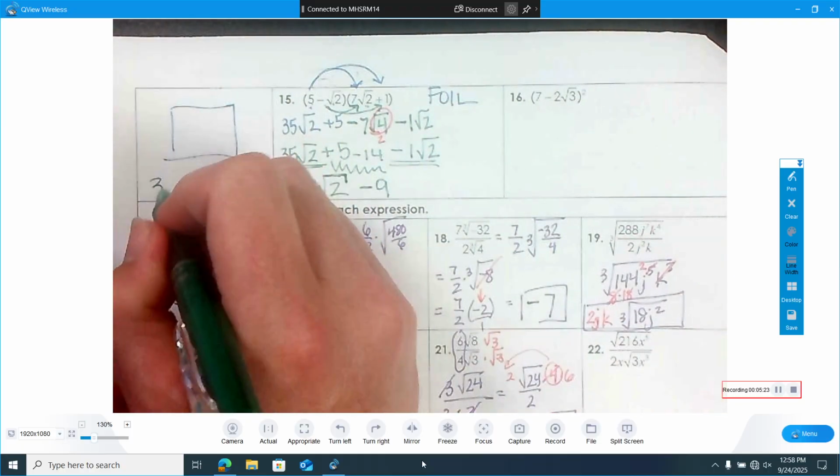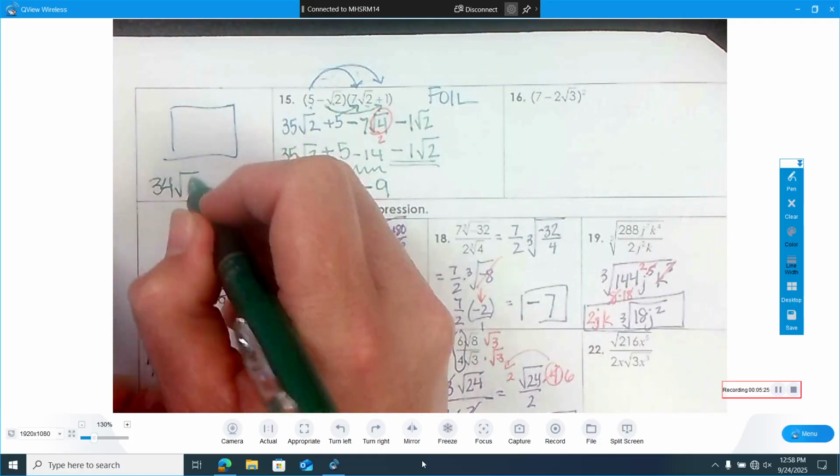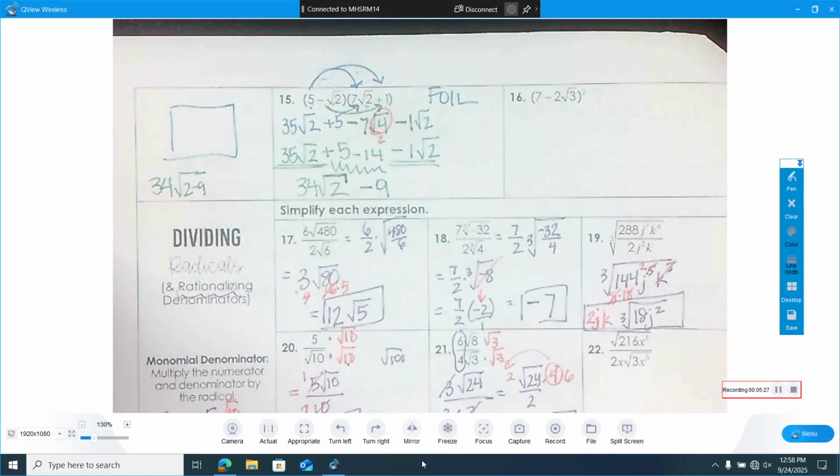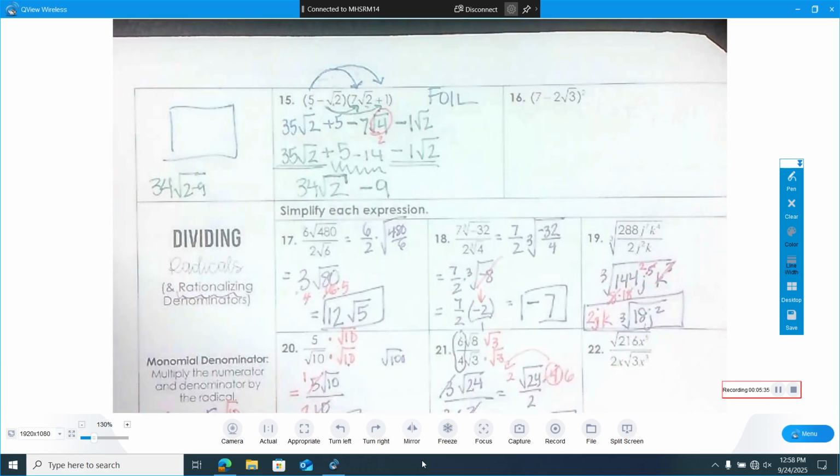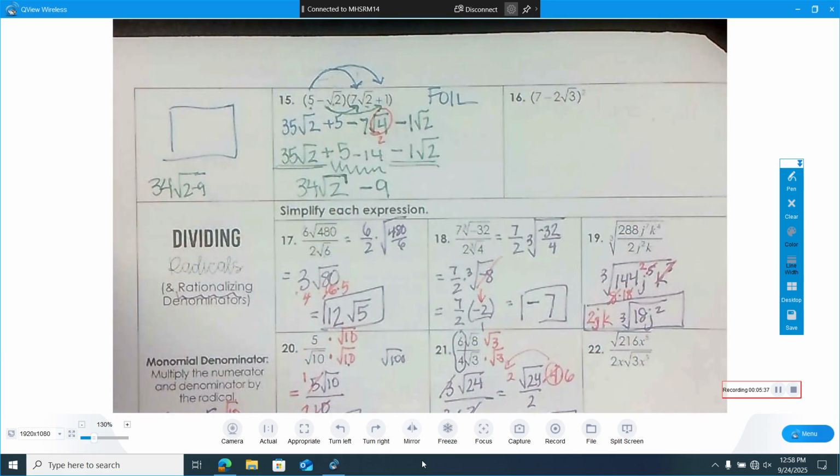What you do want to be careful of is that this radical stops after the 2. You wouldn't want to get sloppy and do 34 radical 2 minus 9. That's no good, right? That says something very different. So that is the tail on a radical. You don't see it too often, but that's how you end it if you needed to. That'd be super clear.